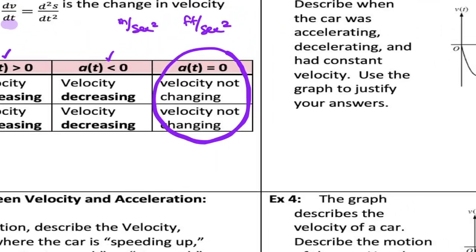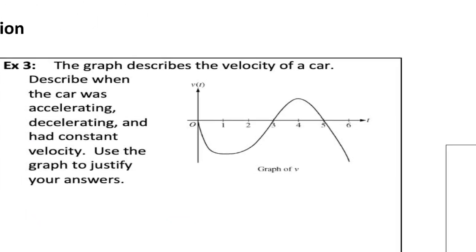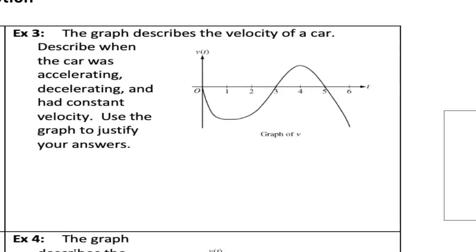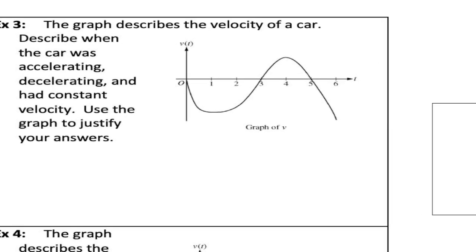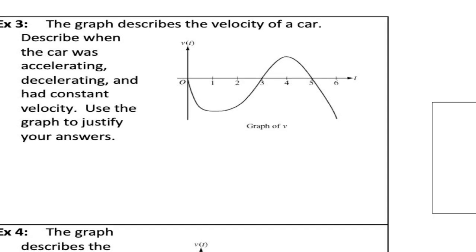So when we think about acceleration, let's look at example 3. We have a graph which describes the velocity of our car; we've seen this graph before. We want to describe now when the car was accelerating, decelerating, or had a constant velocity. And we're going to use the graph to justify this answer. So once again, I'm going to draw a number line. I use my number line to keep my information organized. In this problem, I want to know when the velocity is increasing or decreasing. And the velocity is going to be increasing or decreasing depending on the slope of the line.